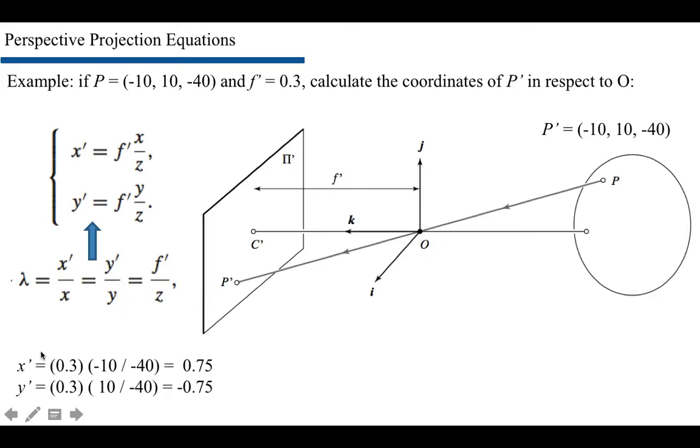It's pretty simple. We just need to substitute here, and 0.3 times minus 10 divided by minus 40 is 0.075. And y prime is the same: 0.3 times 10, positive 10, divided by minus 40 would be minus 0.075. And this is the point.